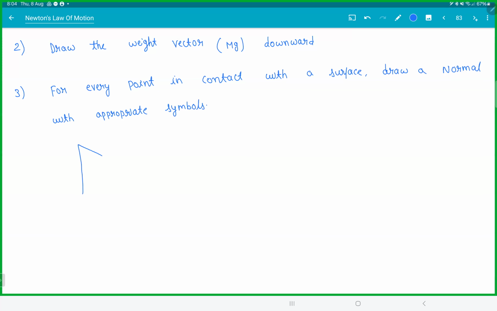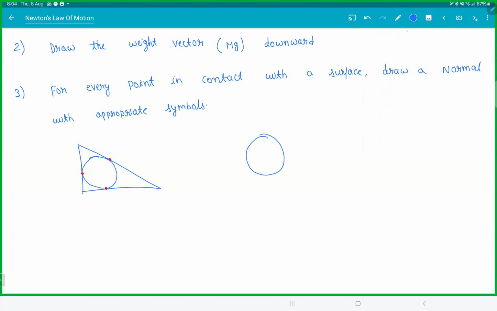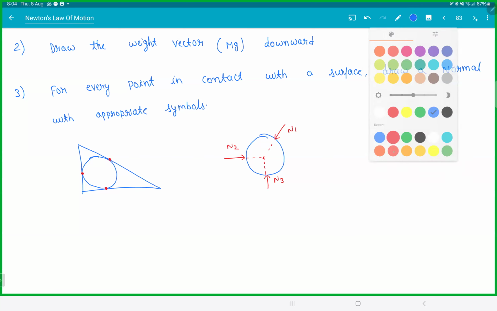Example. If you have a sphere like this, you're touching here, you're touching here, and you're touching here. So there are 3 points of contact. If I'm asked to draw this sphere's FBD, then I will draw this is one normal, another normal, and a third. Remember, for a sphere, the normals always pass through the center. So I'll draw 3 normals. For every point in contact, you draw one normal.